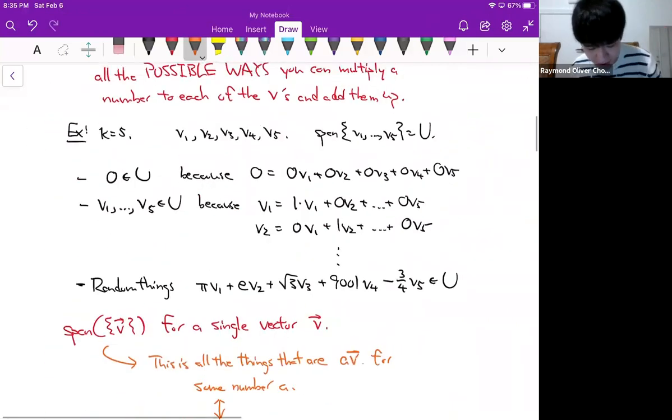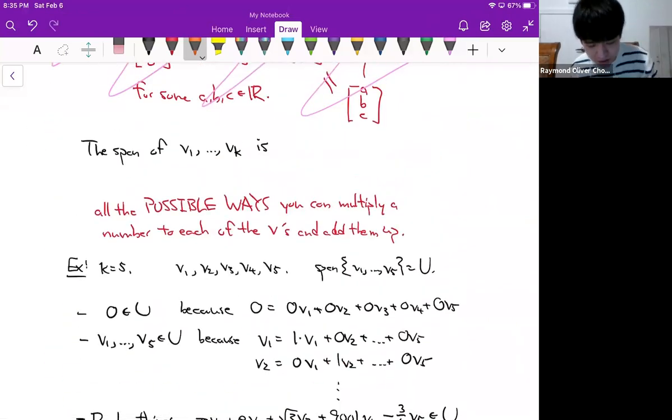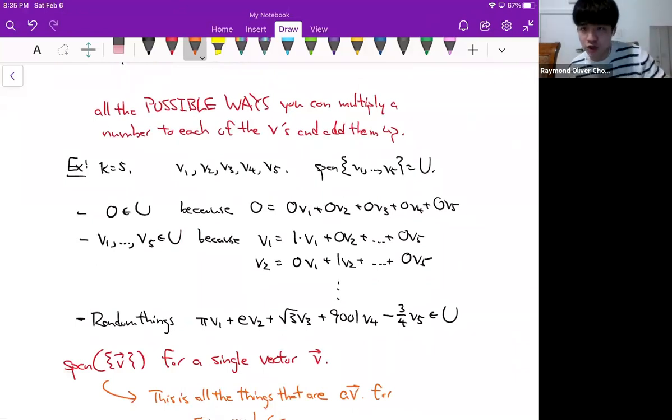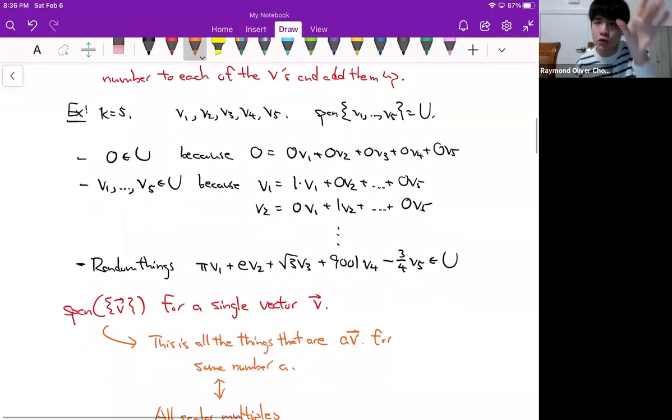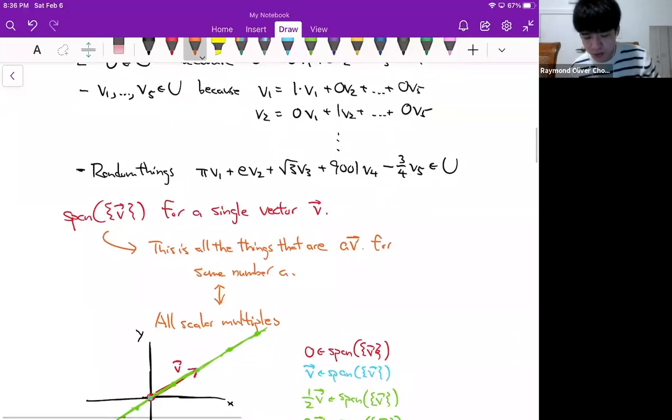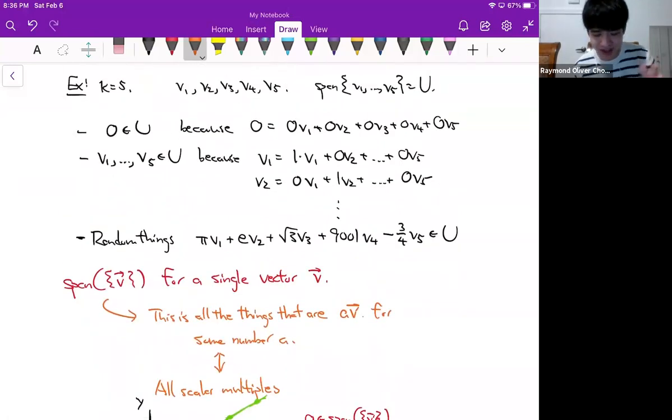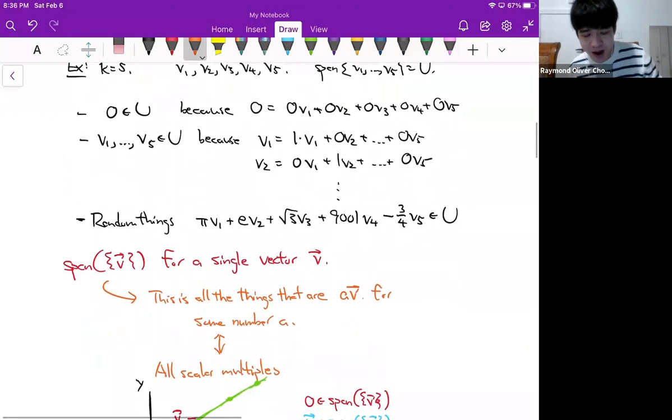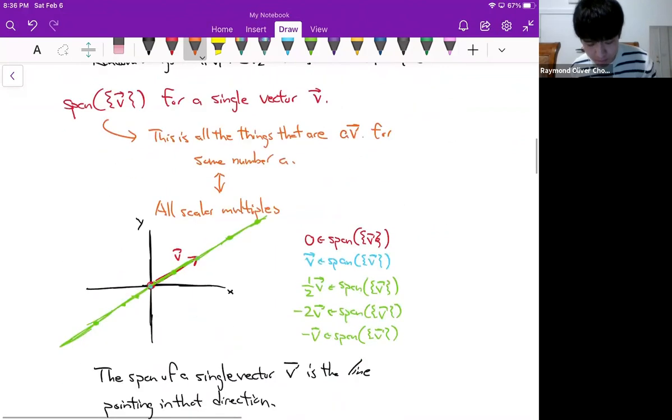But anyway, we're getting kind of off topic here. So we did some examples. We showed zero is always in the span, which makes sense because zero is always in your vector space. We showed the original vectors had to be in the span as well. And then finally, instead of looking at these really abstract examples, we wrote some concrete ones down, like pi v1 plus e v2, plus all these silly numbers.